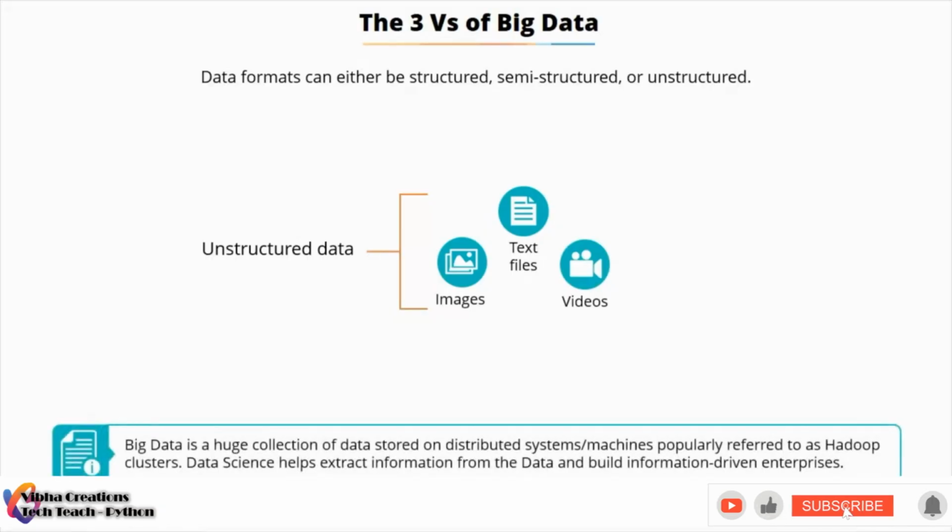In short, big data is a very large information database usually stored on distributed systems or machines popularly referred to as Hadoop clusters. But to be able to use this database, we have to find a way to extract the right information and data patterns from it. That's where data science comes in. Data science helps to build information-driven enterprises.